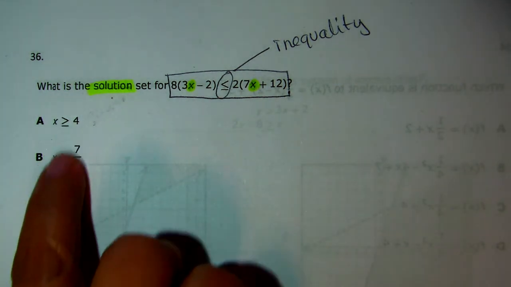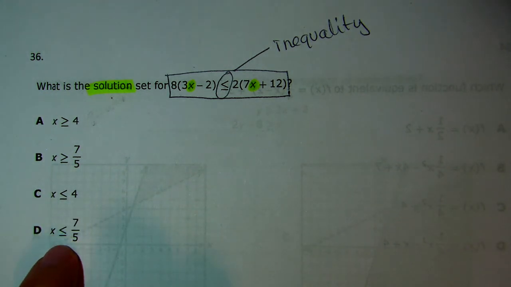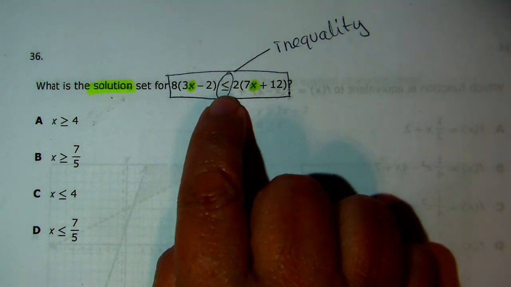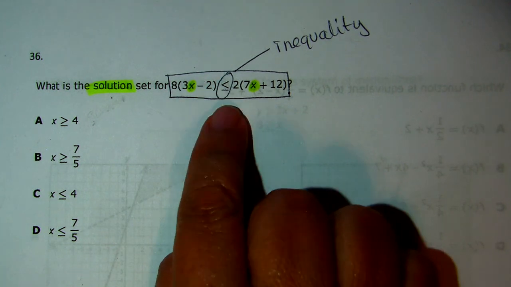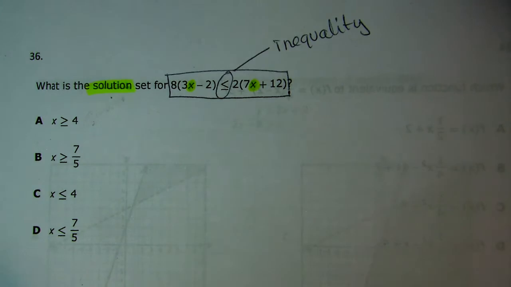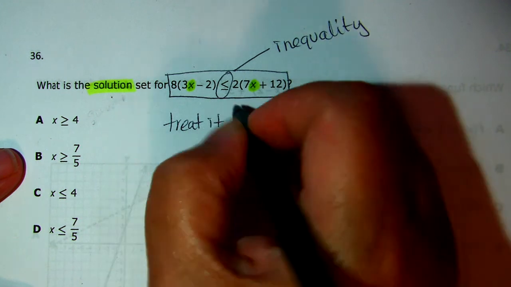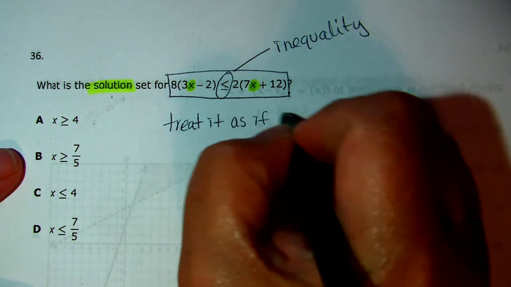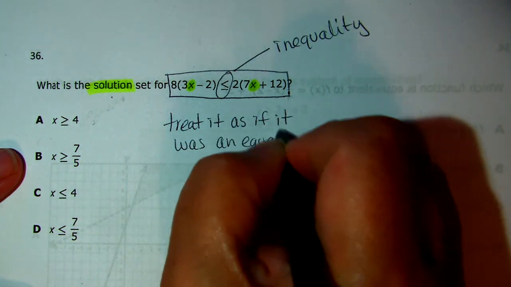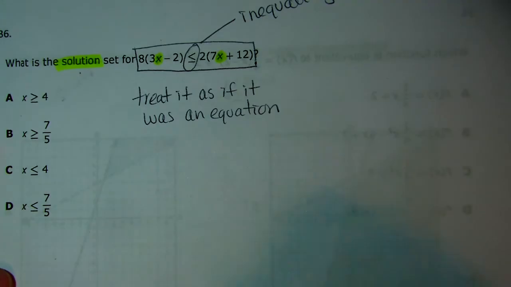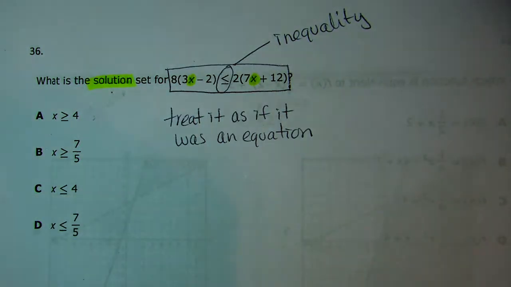X greater than or equal to, x greater than or equal to, x less than or equal to, x less than or equal to. This inequality right here is less than or equal to. I don't know if you remember that, all right? But we're going to treat this as if it were an equation, okay? So make this note: treat it as if it was an equation. So we can use the calculator to solve this one, as long as there's only one variable. If there's only one letter, you can do this.